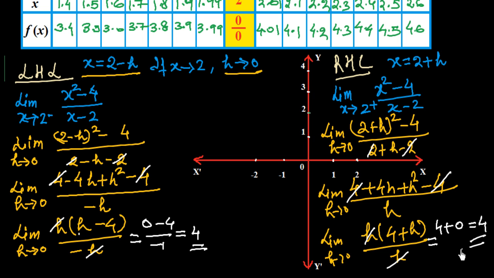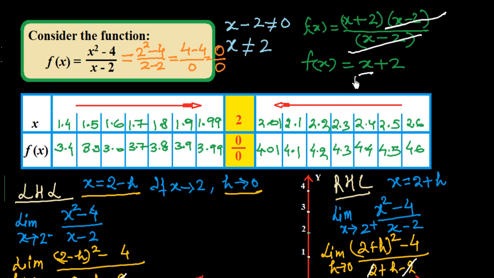So 4 is the right hand side limit, and the left hand side limit is also 4. So the limit of this function is 4. Okay, if you factorize the numerator and simplify, then we put the limit, it is 4. If we have to find out the function value f of 2 or f of a, whatever is given, then we get the function value 0 over 0, which is indeterminate. In this way, the requirement of limit we know.